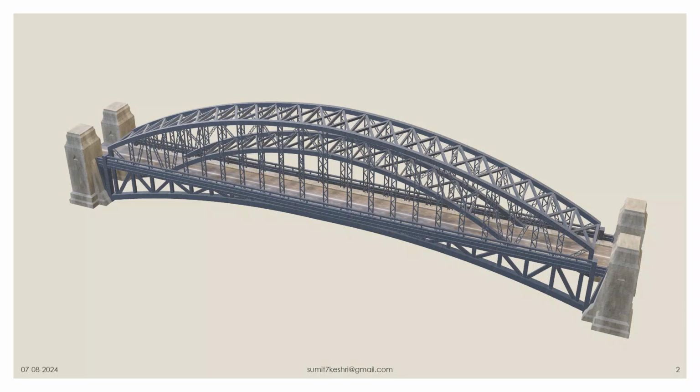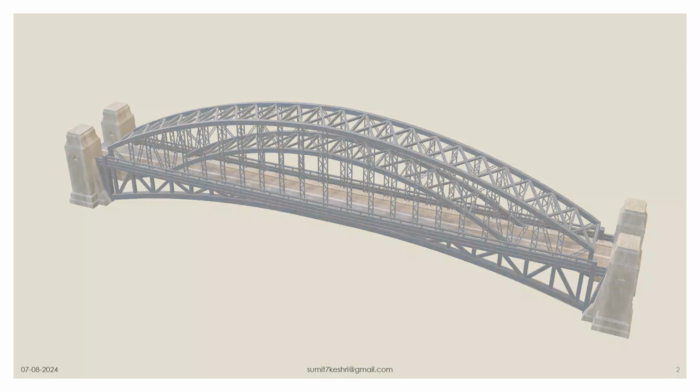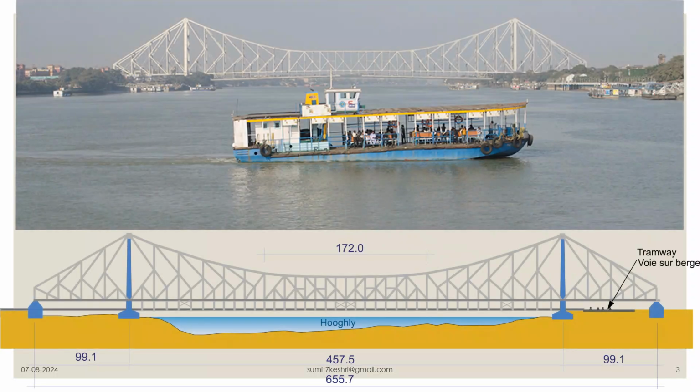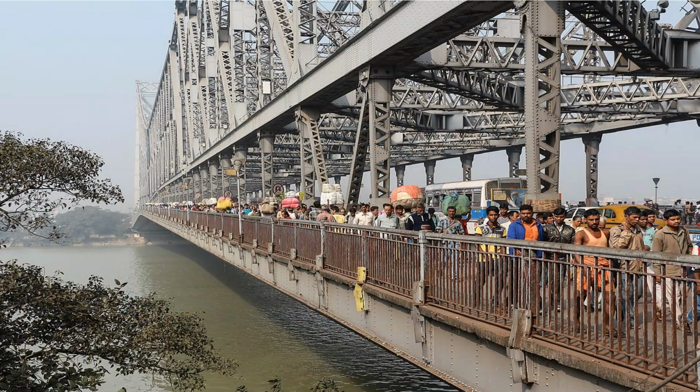Construction of any civil engineering structure requires various building materials. I hope you all know about this beautiful Howrah Bridge. The Howrah Bridge is a steel bridge over the Hooghly River in Kolkata. An interesting fact about the Howrah Bridge is that it does not have any nut bolt connections. It is built by riveting the entire structure.